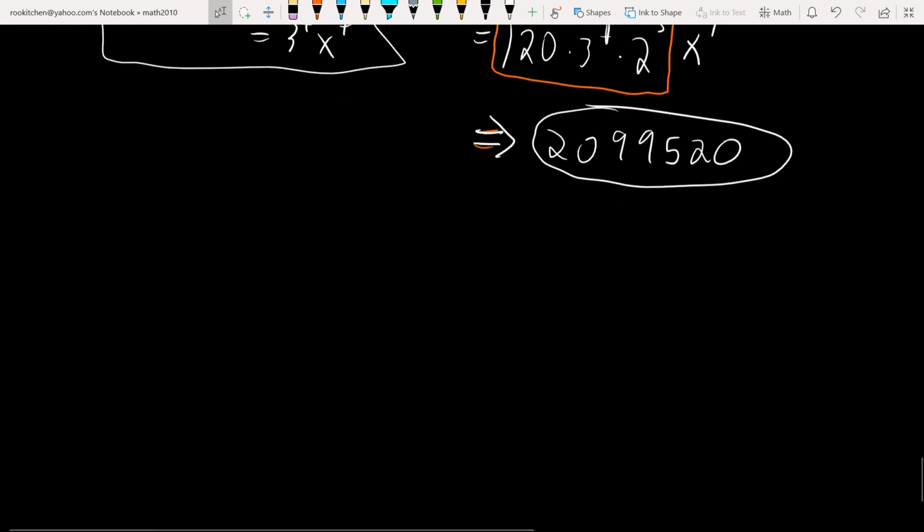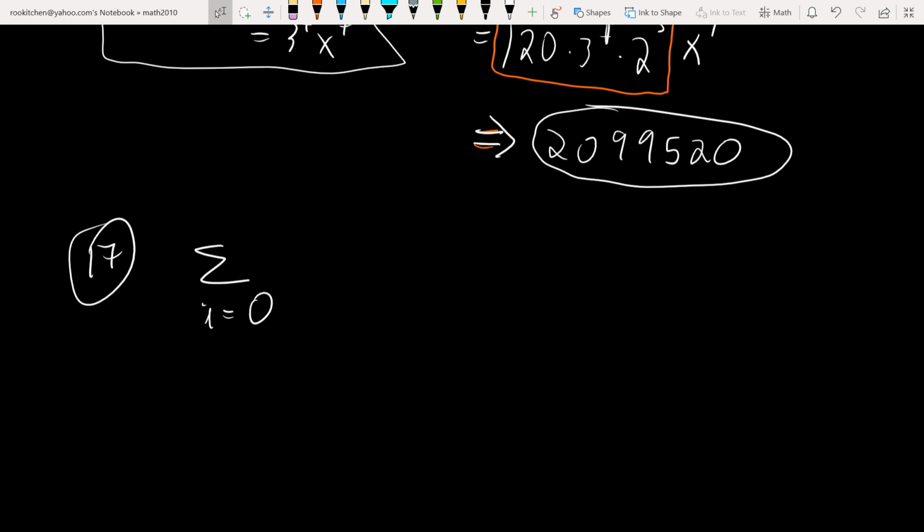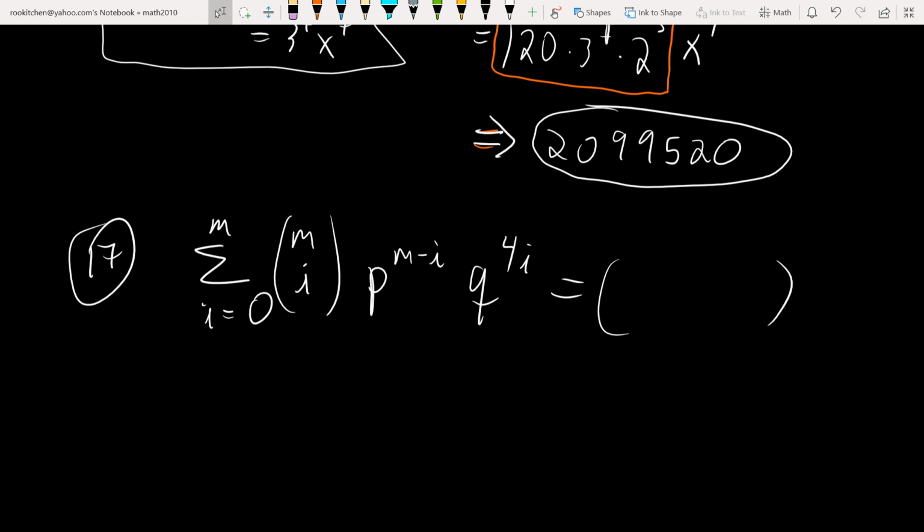So stuff like number 17, I suppose. They give you the summation version of the binomial theorem. They want you to rewrite it as a binomial raised to some power. Okay, so they give you this expression, and they want you to rewrite it as blank plus blank to the blank. And you just have to figure out what goes in the blank.